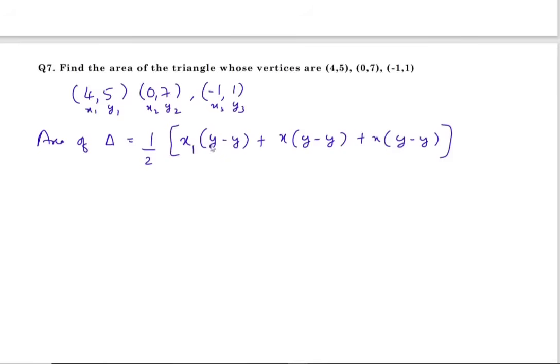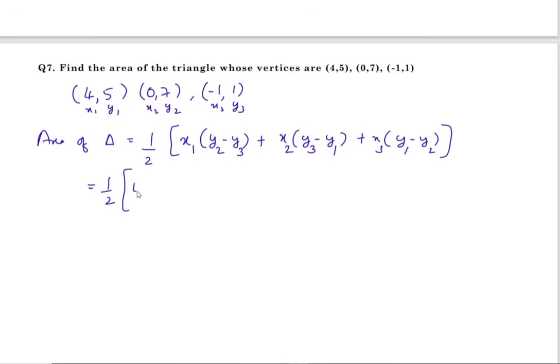I'll write as 1 2 3. Next start from 2 3 1. Next is 3 1 2. Write down the numbers in cyclic order: 1 2 3, next 2 3 1, next 3 1 2. Now substitute the values of x1 y1, x2 y2, x3 y3.